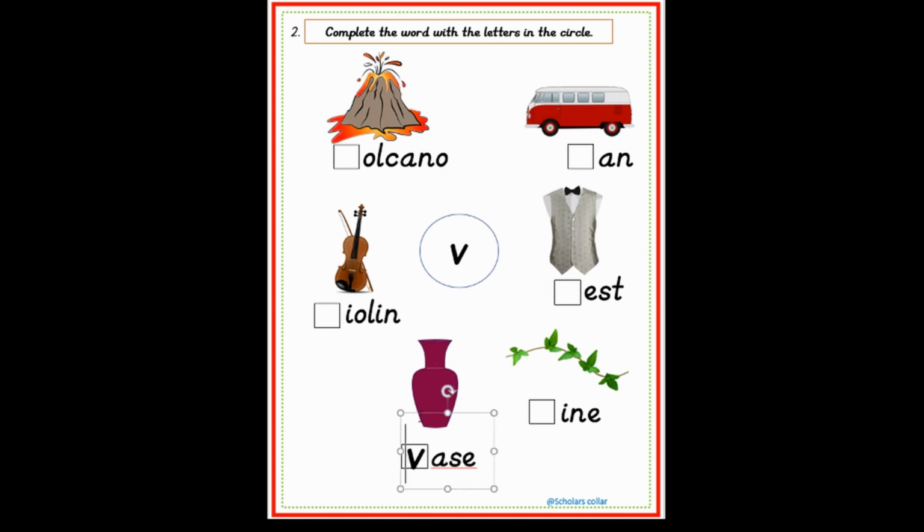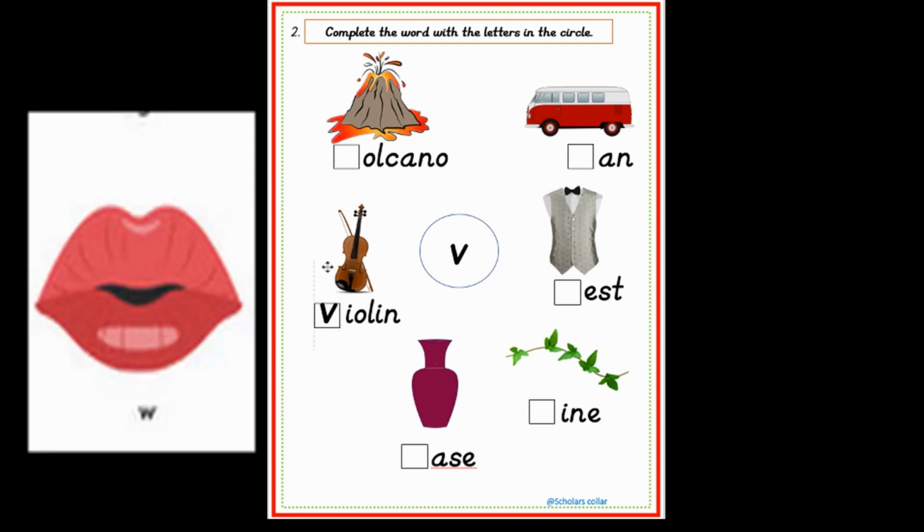Okay, so we have v as in vase or vase. If you are from America, you're going to say vase. And if you're in India or British English, it will be vase. And v as in violin.